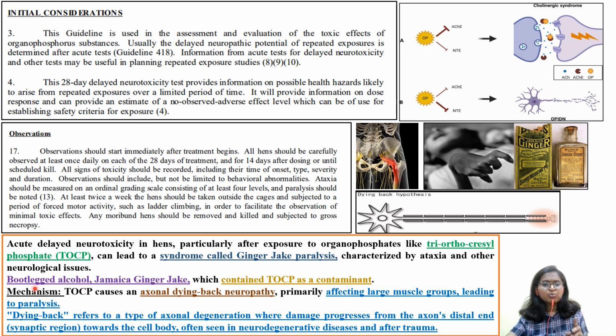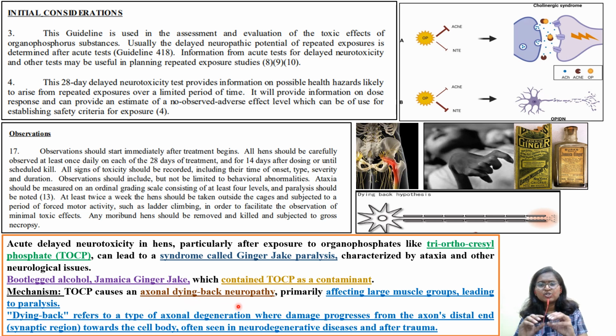What happened is that bootlegged alcohol, Jamaican ginger ale, contained TOCP as a contaminant. This particular alcohol contained this triorthocresyl phosphate, which is a neurotoxin by itself. So it was a contaminant in this. Those people who consumed this alcohol got a neurotoxic syndrome. Around 30 to 50,000 people were affected by this contamination in the US. This is a historical incident, and you can go back and read about it in detail. The main mechanism with respect to TOCP is that TOCP causes an axonal dying back neuropathy.